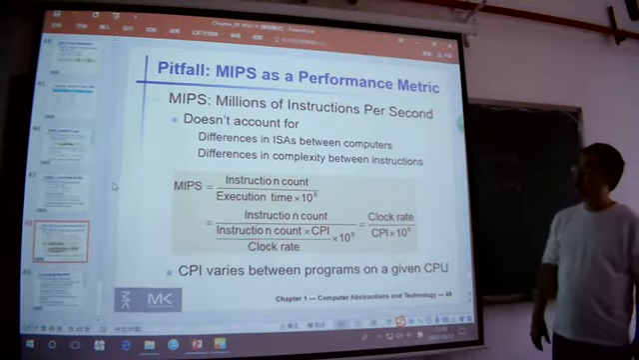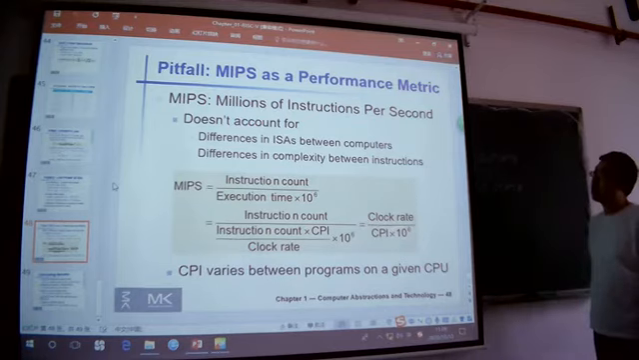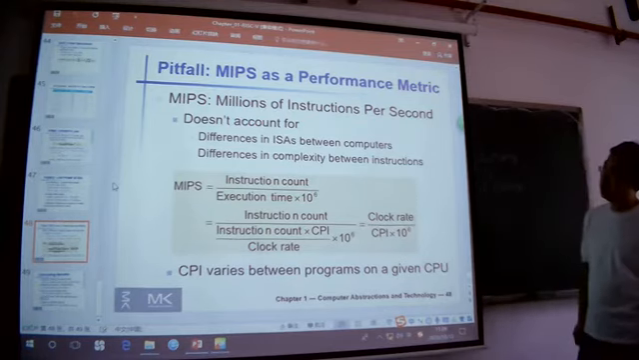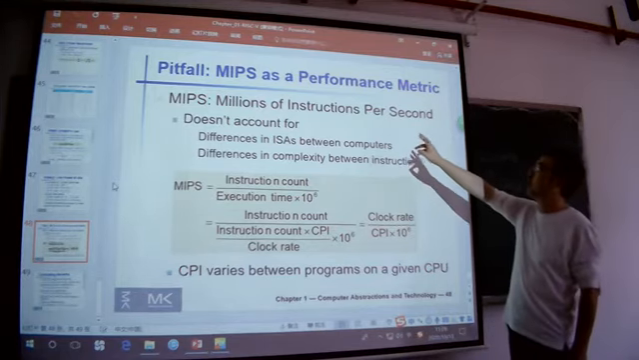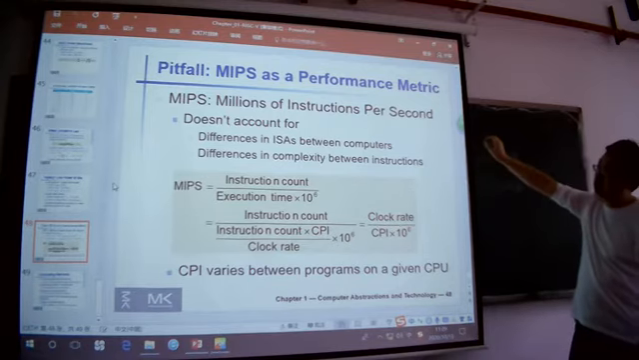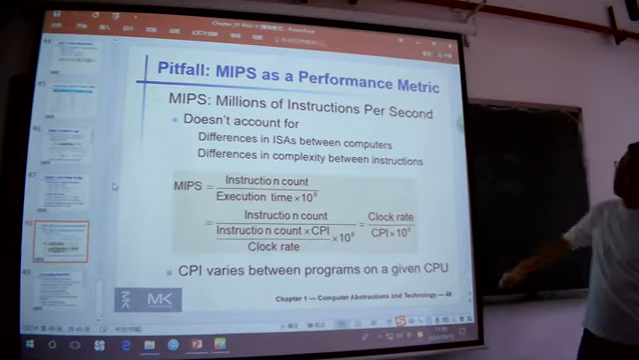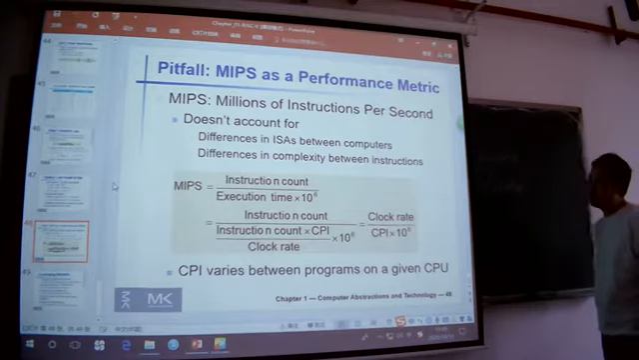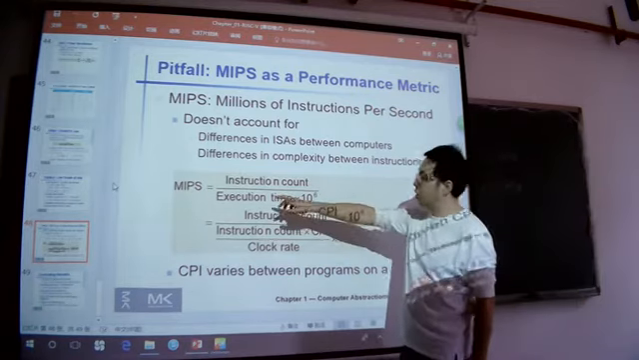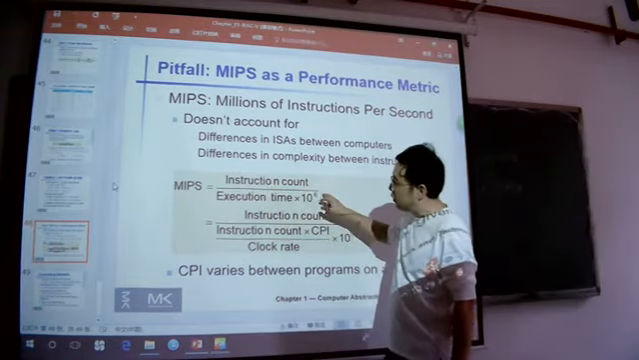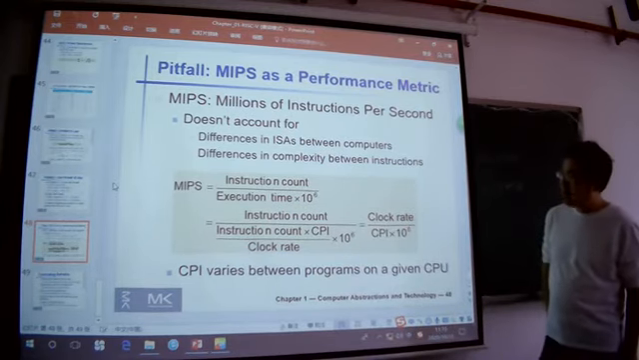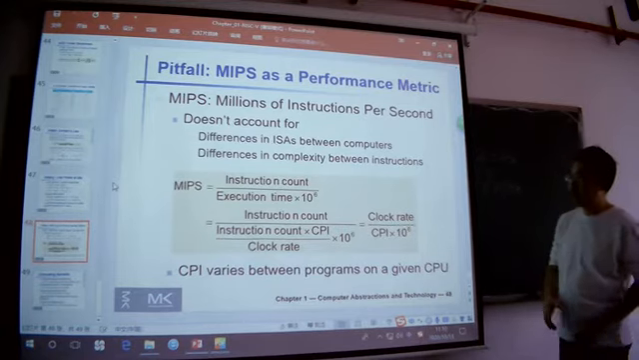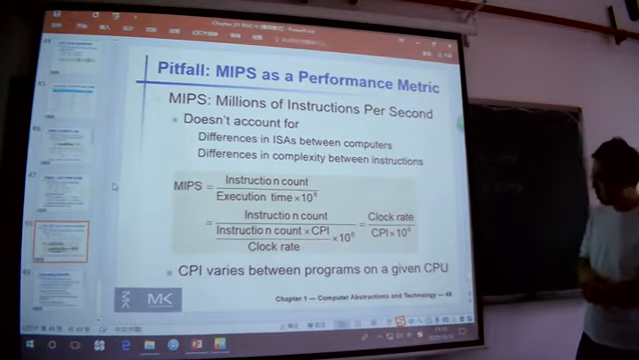MIPS means millions of instructions per second. We can find the millions of instructions per second can compute the capacity of the CPU. MIPS equals instruction count divided by execution time. We can find the CPI and the MIPS can show the capacity of the CPU.